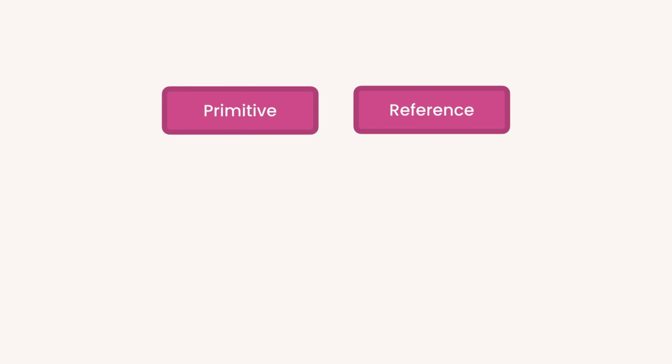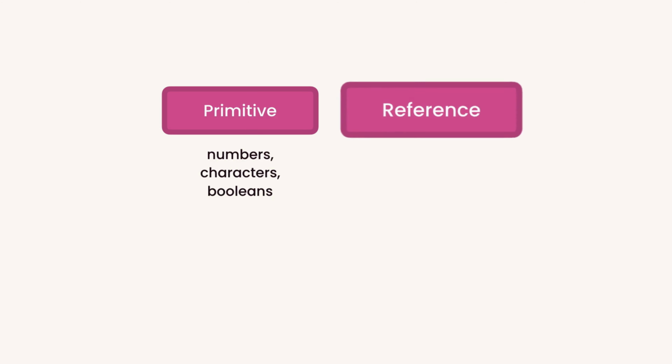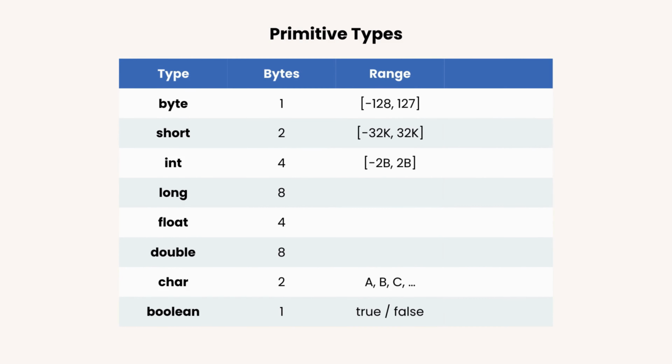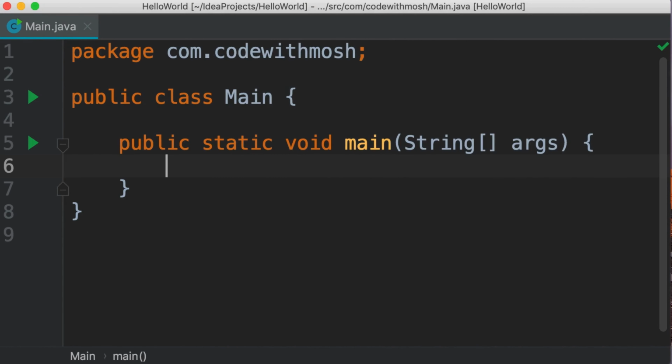Types to store simple values like numbers, Boolean values, or single characters. In contrast, we use reference types to store complex objects like date objects or mail messages. These are complex objects. Now in Java, we have 8 primitive types that you have seen before. All the other types are reference types. Let me show you an example.